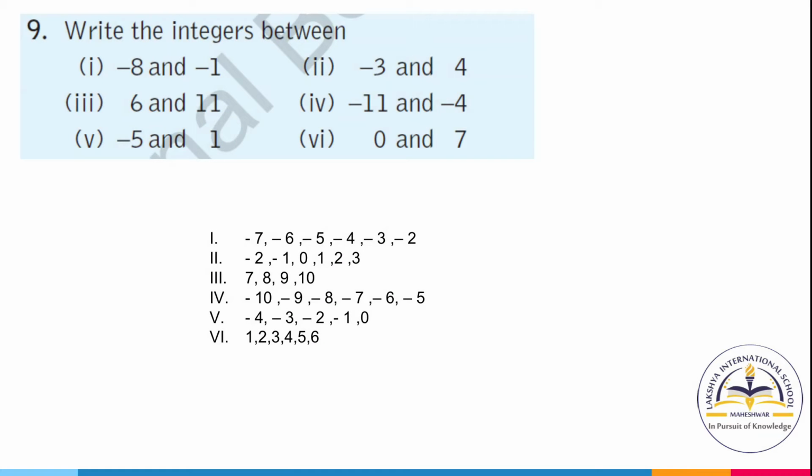Write the integers between minus 8 and minus 1. So what are they? Minus 7, minus 6, minus 5, minus 4, minus 3, minus 2, okay. So like this you have to write the integers between them. Minus 3 and 3, so minus 2, minus 1, 0, 1, 2. Now here 6 and 11, so 7, 8, 9, 10. Now minus 11 to minus 4, minus 10, minus 9, minus 8, minus 7, minus 6, minus 5. So like this you have to solve.